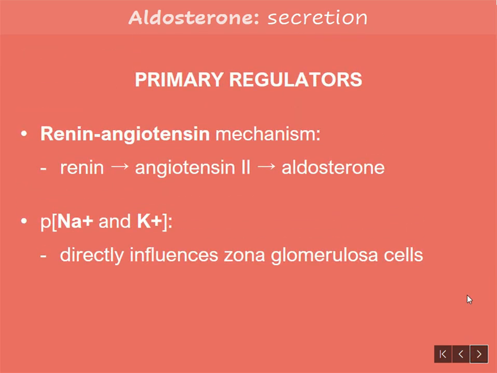So basically, if we just summarize what we've said, aldosterone has primary regulators, and the primary regulators are the renin-angiotensin mechanism, whereby the kidneys secrete renin. This causes the release of angiotensin 2, and angiotensin 2 then causes the release of aldosterone. But besides the renin-angiotensin mechanism, there are also changes in the plasma concentrations of sodium and potassium, as we've said. Those have direct influences on the glomerulosa cells to cause an increase in aldosterone release. So these are the primary regulators for aldosterone secretion.